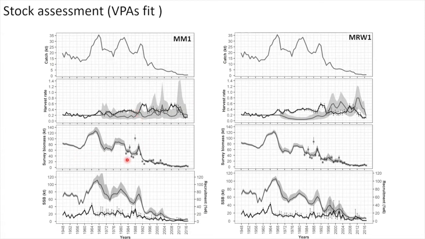Here in the third plot, you can see the fit of the survey biomass. There is an important decline in the last 15 or 20 years in the biomass of the survey. But you can see that there are no big differences between the fit of the model that uses annual multipliers and the model that uses random walks, at least in the fit of the survey biomass. In the last plot, I have the spawning biomass estimated by model MM1 and the spawning biomass estimated by the model MRW1. And here in red with error bars, you can see the estimation of recruitment in millions.